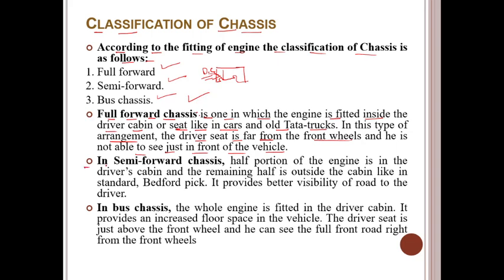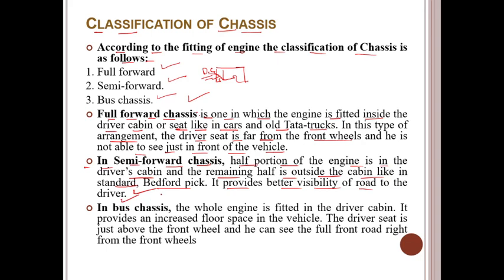Another is the semi forward chassis. Here, half a portion of the engine is in the driver cabin and the remaining half is outside the cabin, like in the standard Bedford. It provides better visibility of the road to the driver. This is called the semi-forward chassis.